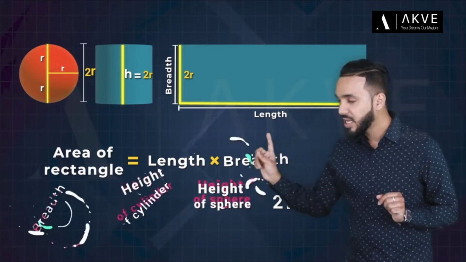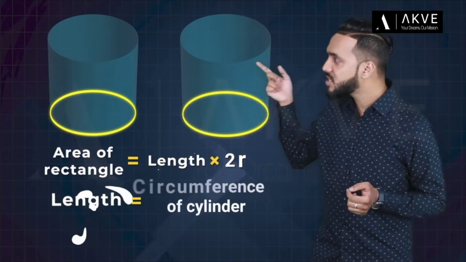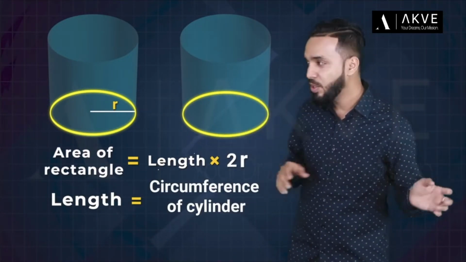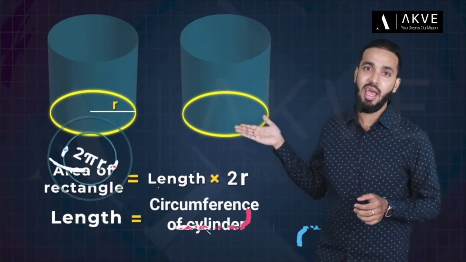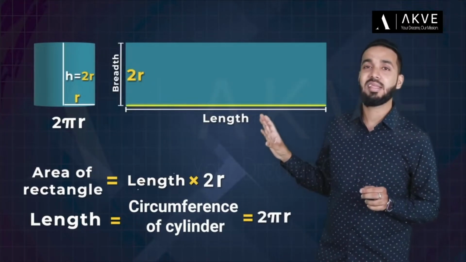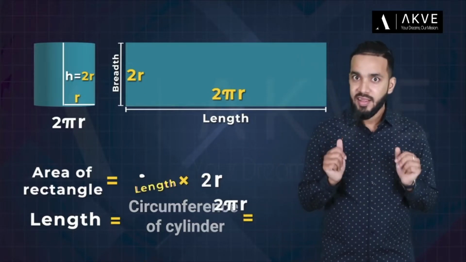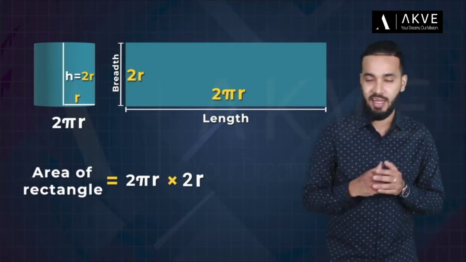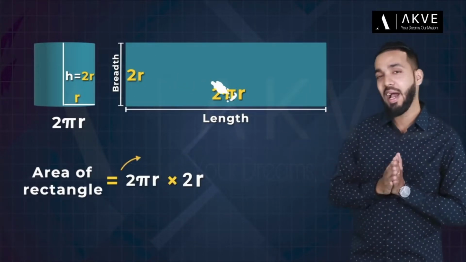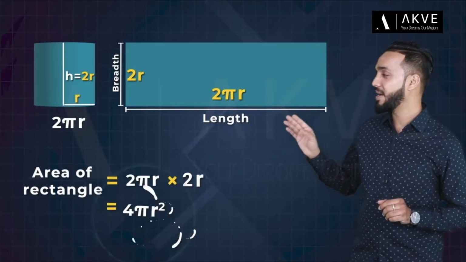Now, this other side of the rectangle, when rolled, forms the circumference of the circular edge of the cylinder. And the radius of the cylinder is r, so the circumference of this circular edge would be 2 pi r, which means that this remaining side of the rectangle is also 2 pi r. Therefore, the area of this rectangle is just the product of its sides, that is 2r into 2 pi r, which simplifies to, correct, 4 pi r squared.